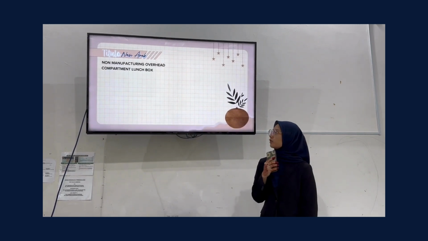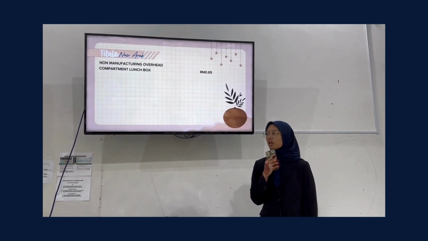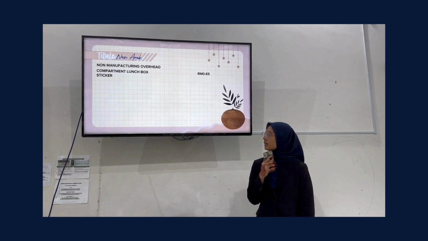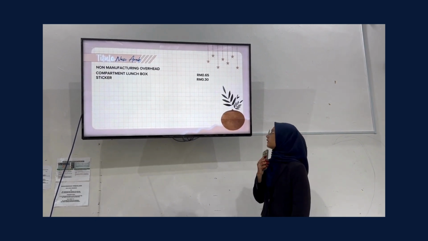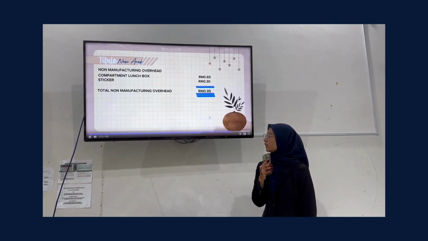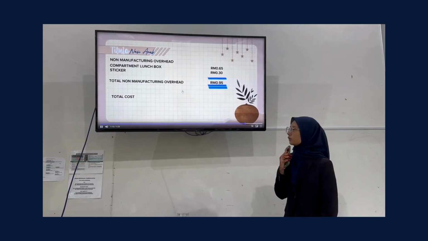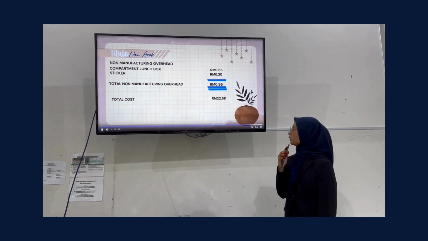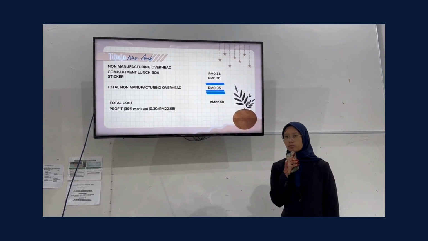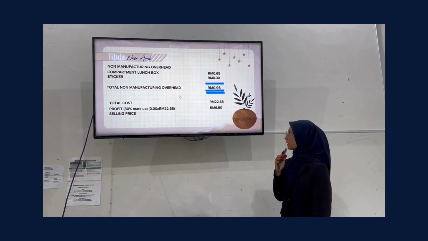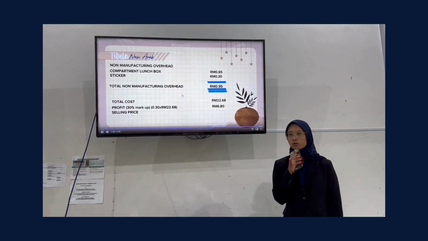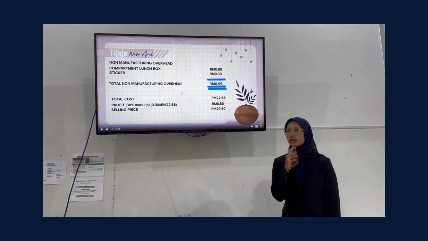For their non-manufacturing overhead, they use a compartment lunch box that costs only 65 cents and a sticker that costs only 30 cents. Their total non-manufacturing overhead costs only 95 cents. So their total cost is only RM22.68. For their profit, they use a 30% markup, which is only RM6.88. So their selling price is RM29.50.